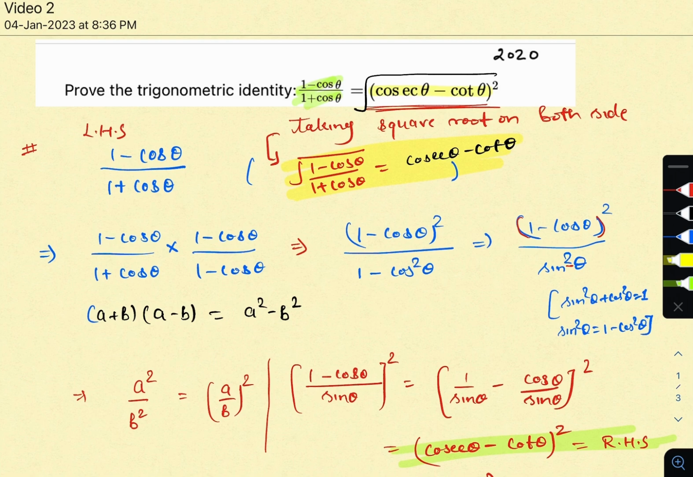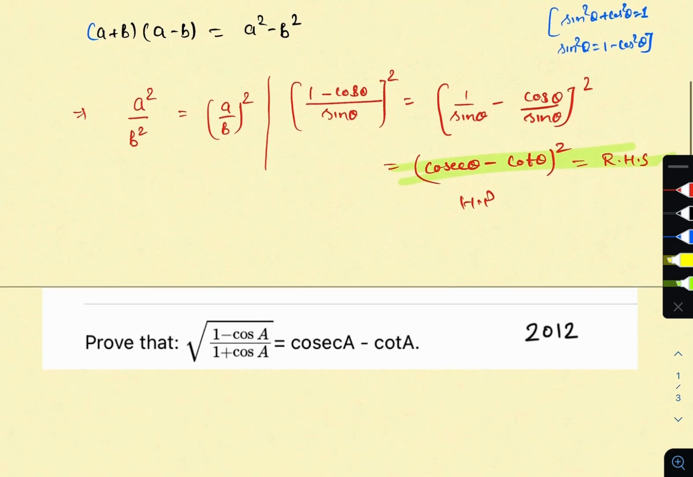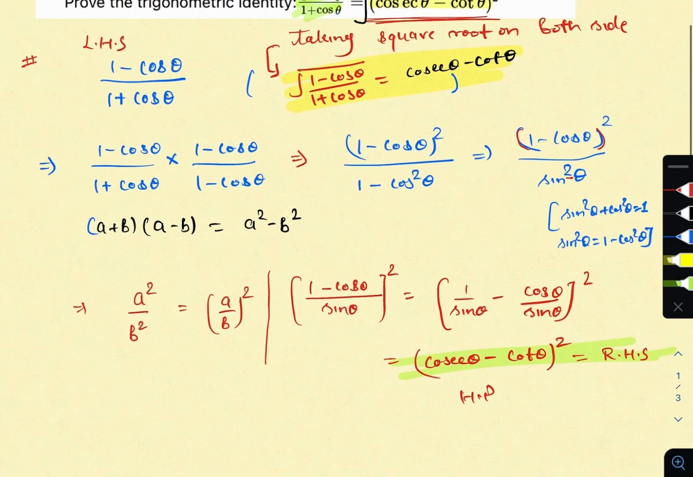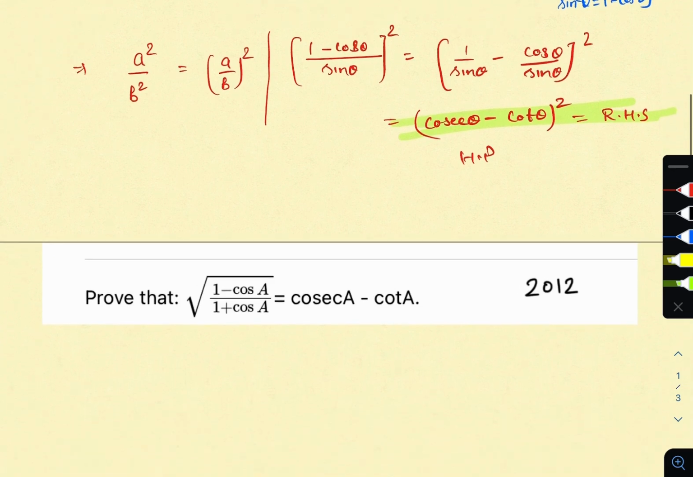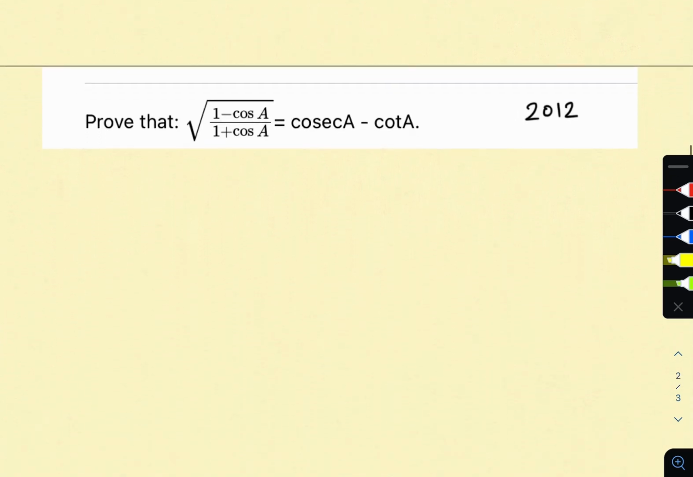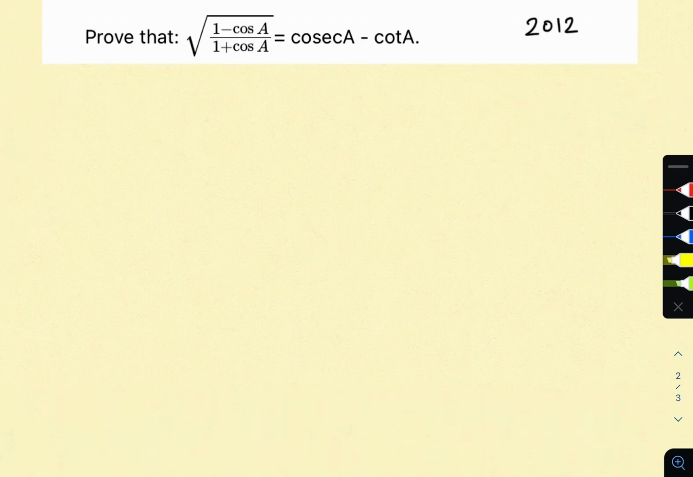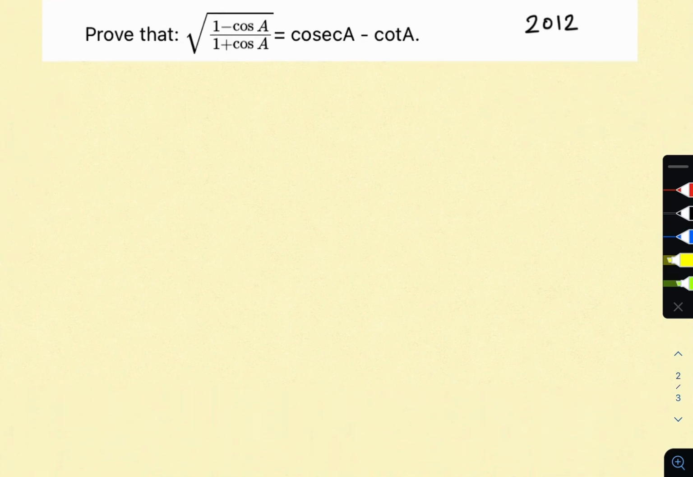Now just see in the next question what is there, the same thing is there: under root (1 minus cos theta upon 1 plus cos theta) is equals to cosecant theta minus cot theta. In place of theta there is a different variable written here, so it will not make any difference, and this is the question of the year 2012. So this is your task, just simplify this question, or if you wish I can solve it.